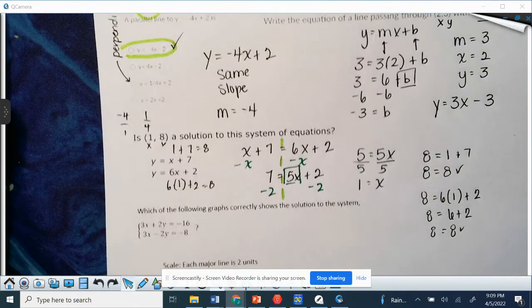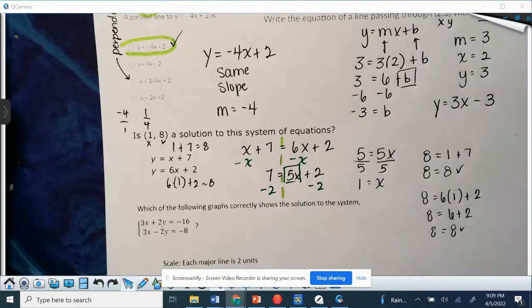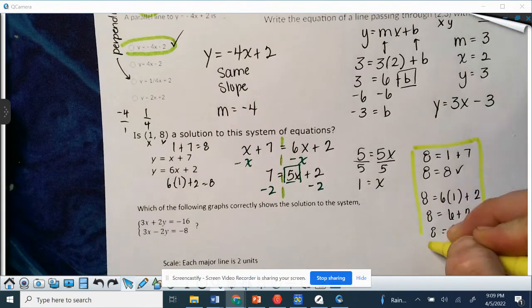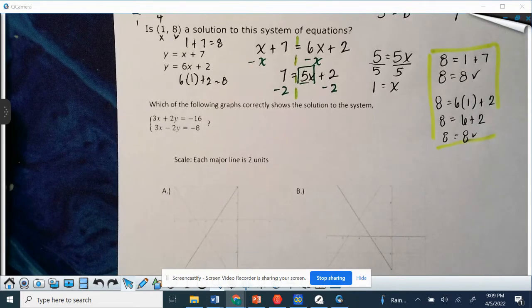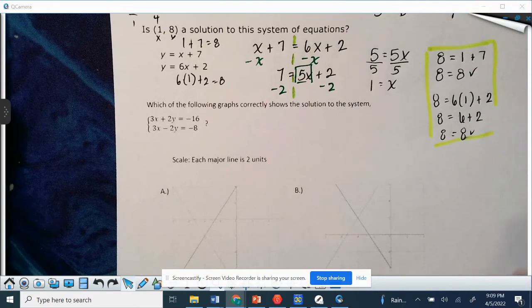So once you have the solution, you can really answer the question by just plugging in and checking here. So this is your shortest way to the answer. I just wanted more practice so you could see how to solve it in the event it said, what is the solution? Last but not least for yesterday's bell ringer, which of the following graphs correctly shows the solution to the system?